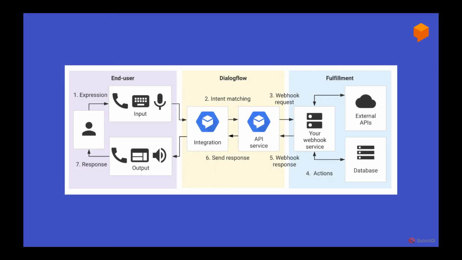So this is the process flow. So the end user types or speaks an expression, and then Dialogflow will match the end user expression to an intent and extracts parameters. Dialogflow sends a webhook request message to your webhook service. This message contains information about the matched intent, the action, parameters, and also the response that was defined for the intent. Your service performs actions as needed, like database queries or external API calls. Your service then sends a webhook response message to Dialogflow. This message contains the response that should be sent to the end user. Then Dialogflow sends the response to the end user, and the end user sees or hears the response.